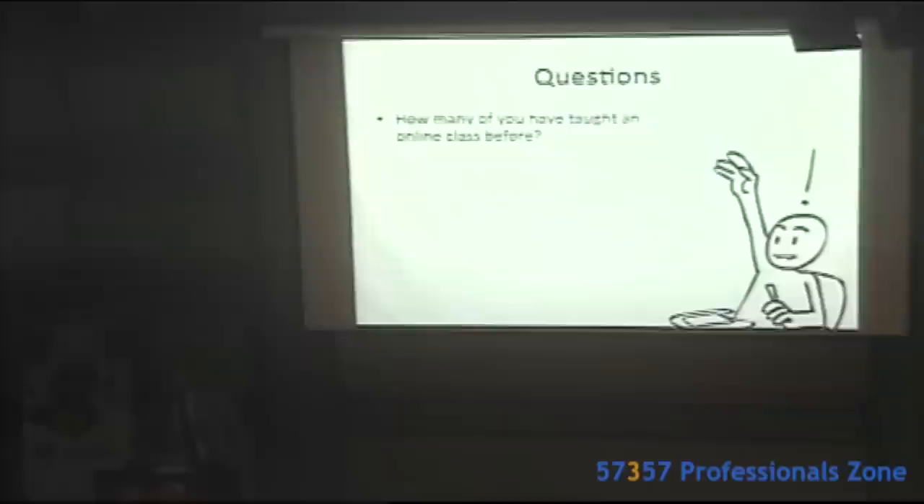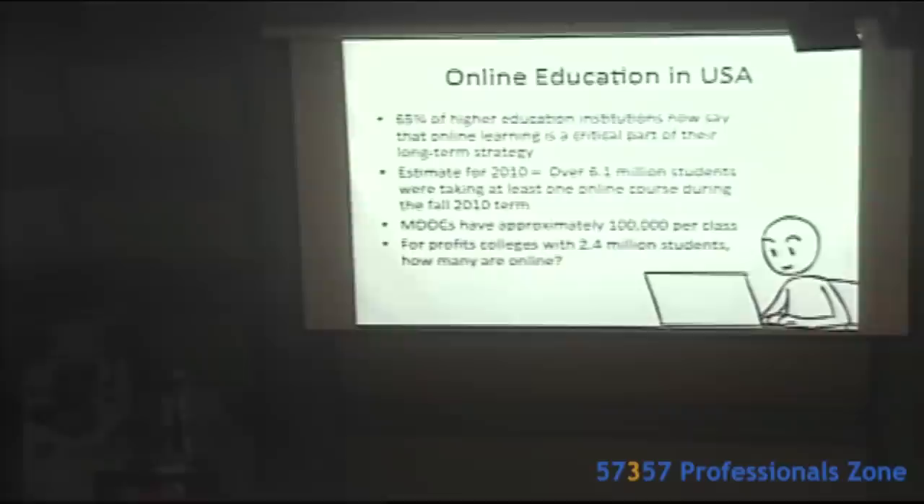So here's a little bit of statistics about what's going on with online education today in the United States. 65% of higher education institutions now say that online learning is a critical part of what they're doing. The estimate in 2010 is that over 6.1 million students in the United States were taking at least one online class during the fall semester.